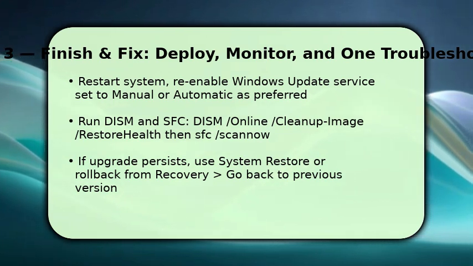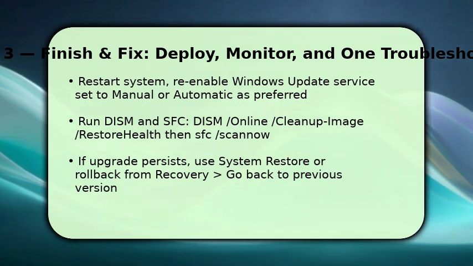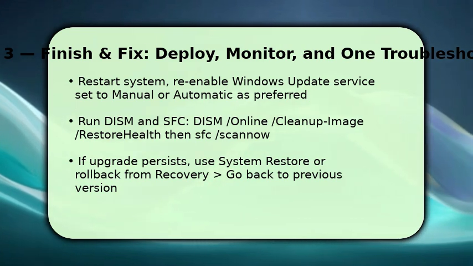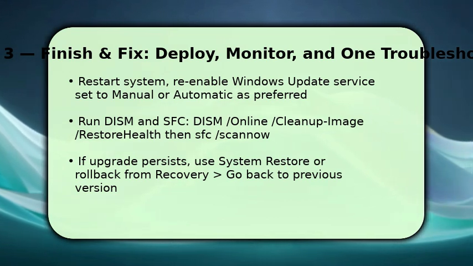If the Windows 11 upgrade still appears, use System Restore or Open Recovery. Go back to the previous version to roll back. If rollback fails, that is your key troubleshooting tip. Restore from the point you created at the start.